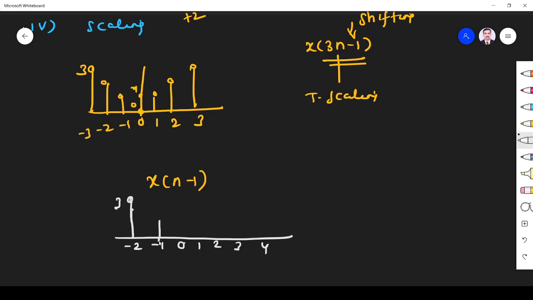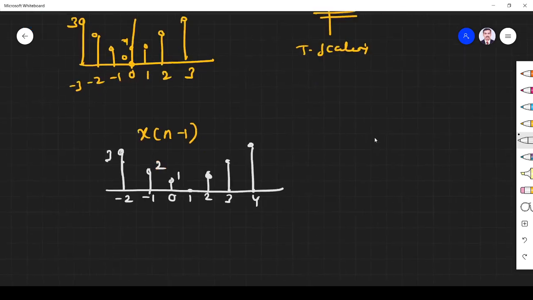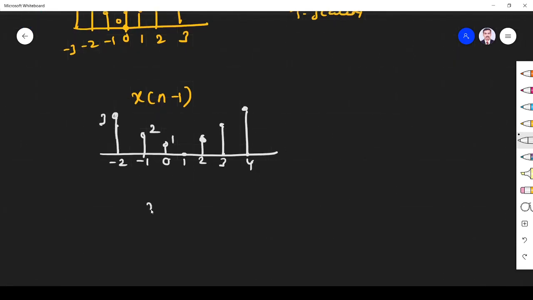So the same signal we have to draw, with points 3, 2, 1, 0, again 1, 2, 3. This is x of n minus 1. Shifting we have done. For this signal, we have to do scaling. What is that? x of 3n minus 1. So don't mind about n minus 1. We have to scale this x of n minus 1 by 3.